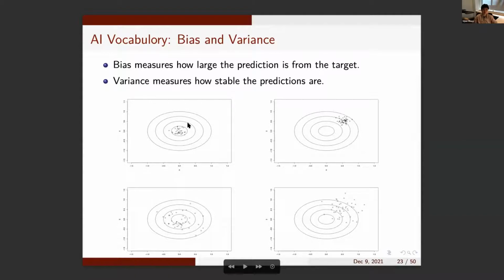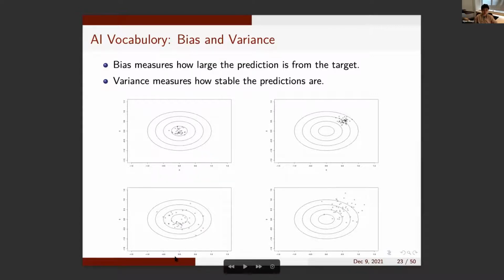It has small bias. You can see all of the dots are close to the center, and it also has a small variance. This one has a large bias, so it's further away from the center, but the variance is not that large. And for this one, you can see it's scattered, but all around the center. This is a little bit counterintuitive, but for this one, the bias is actually small because bias is in the sense of averaging.